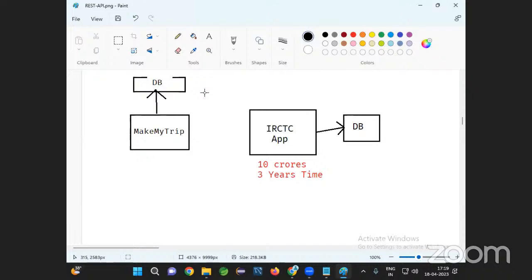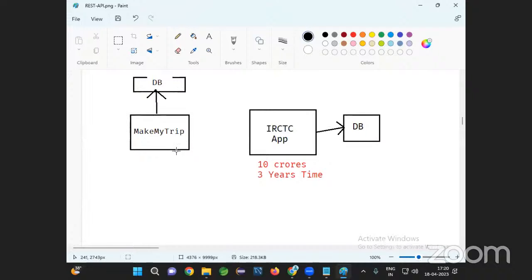We are already successful in flight ticket booking. IRCTC is already successful in train ticket booking. They are doing one business, we are doing one business. We are running flights booking, they are running trains booking. Now, this Make My Trip is a private company project. Make My Trip itself is a company. They developed their own project.